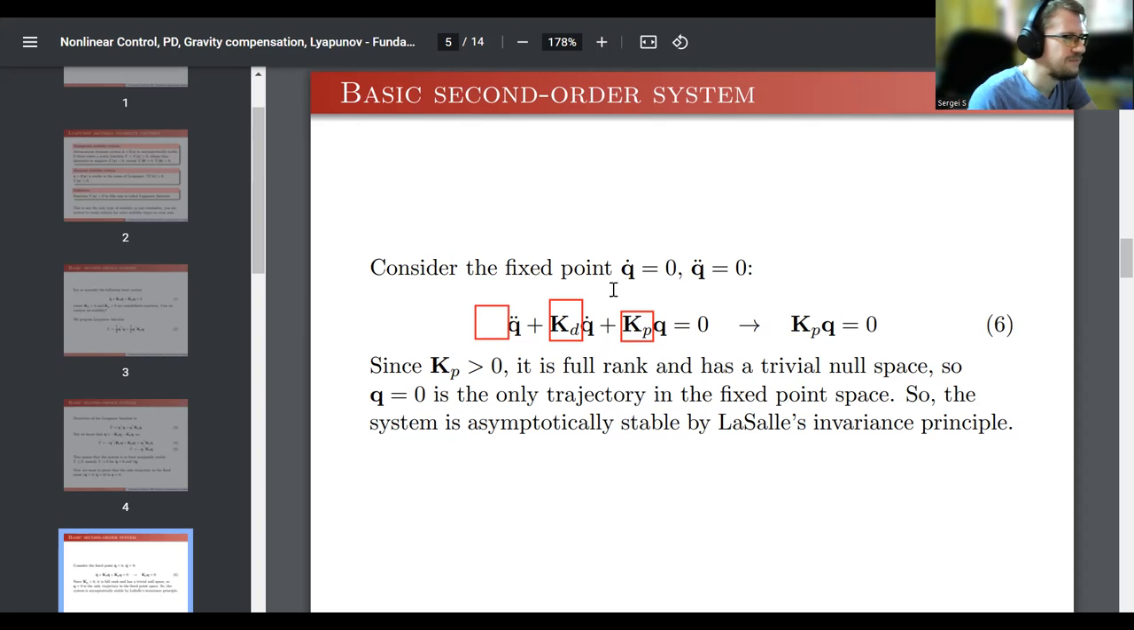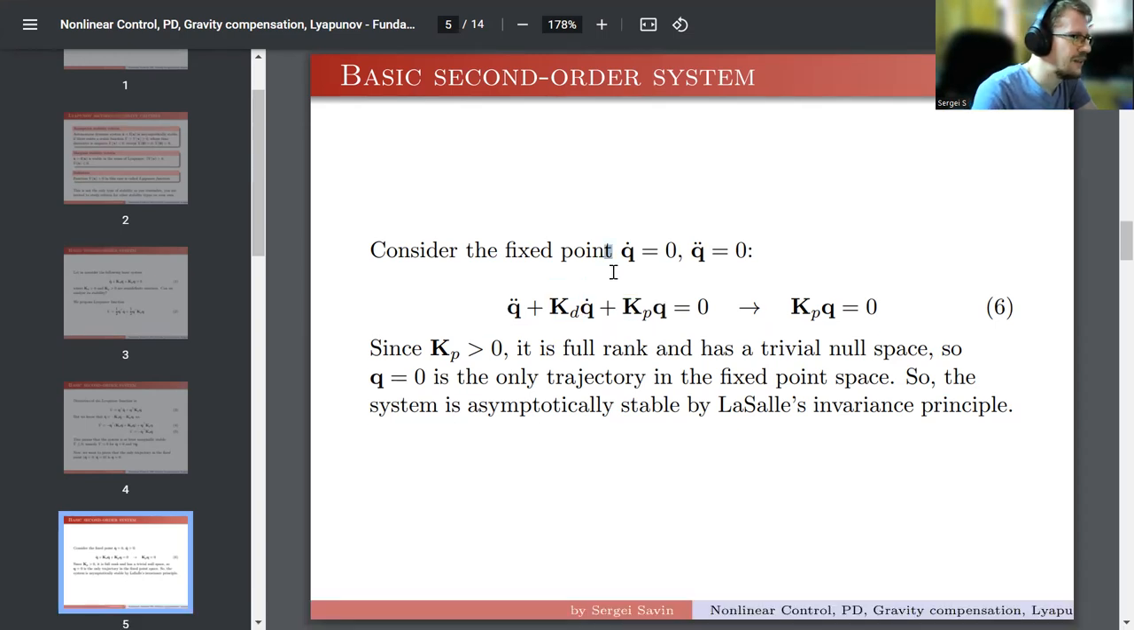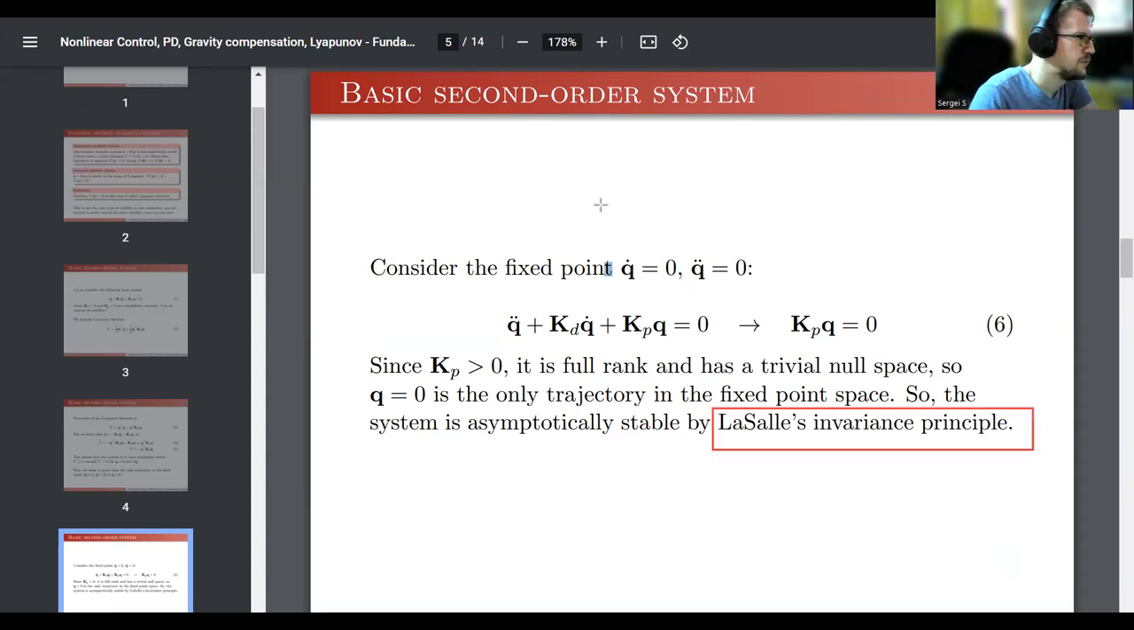All right. Questions so far? LaSalle's invariance principle goes away here, isn't it? Questions so far? Right. So no questions, and I move on.